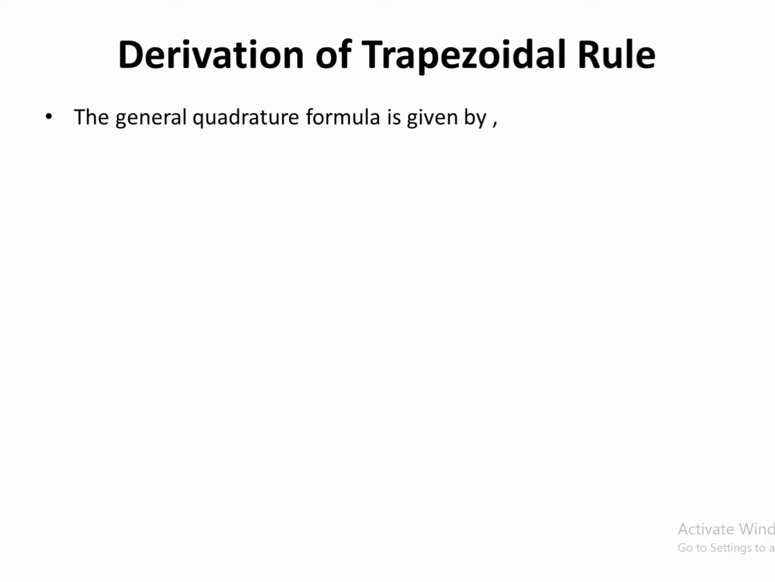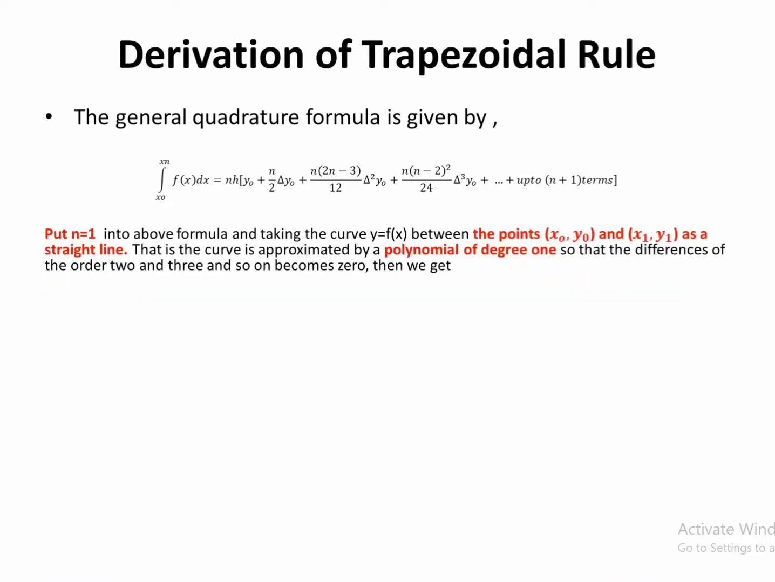Now, the general quadrature formula, which is derived from the Newton forward difference formula, is given by this. The derivation of this equation is done by the Newton forward difference formula. Right now we are not going to derive this formula. Now put n is equal to 1 in the above formula and rewrite the same formula.